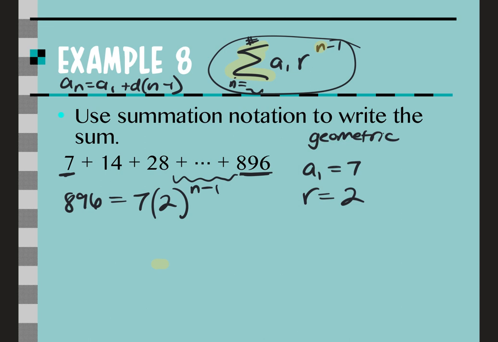What's the first thing you're going to do? Yeah, I got to isolate it. So what's the first thing I would do? Divide by 7. So 896 divided by 7, 128. Now what?